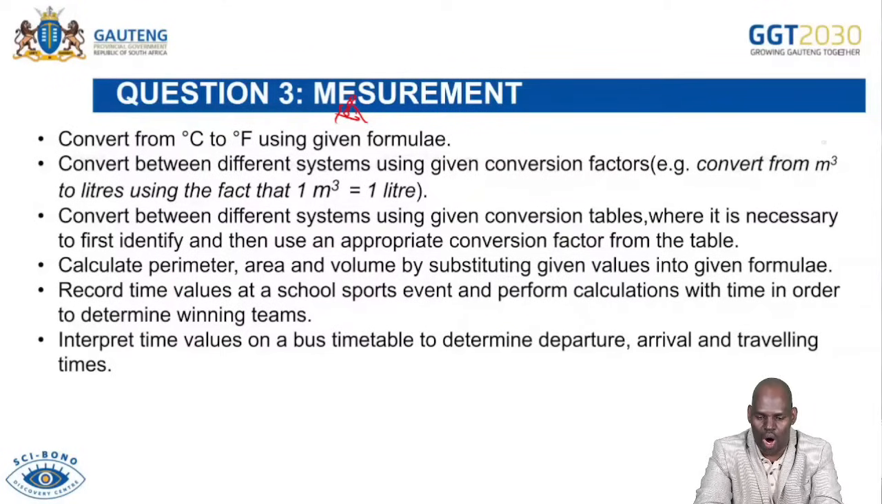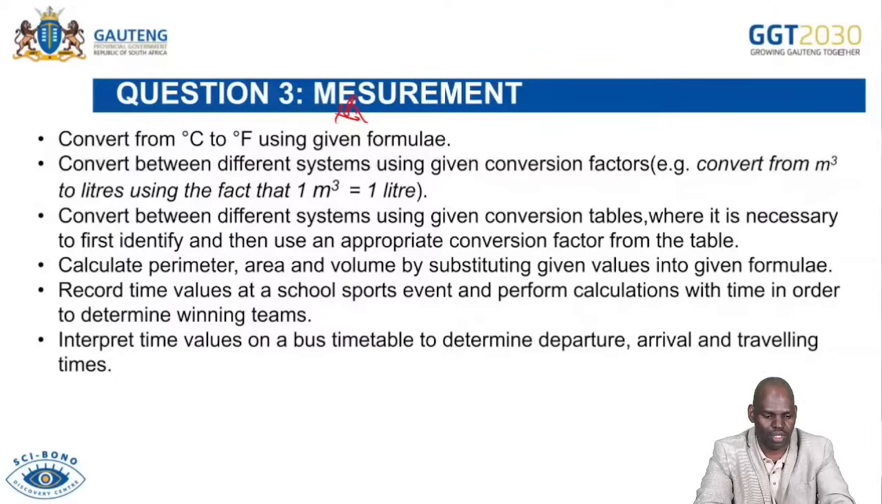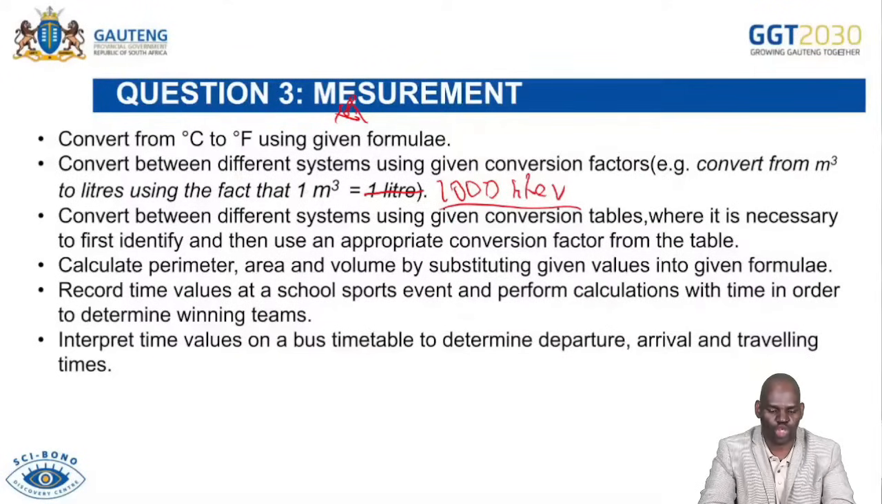Convert from cubic meters to liters. We know that 1 cubic meter is equal to 1,000 liters. But this one you don't need to worry about, the examiner will give it to you. The examiner will indicate that 1 cubic meter is equal to 1,000 liters, and then from there you have to calculate the volume, and that volume must be converted to the capacity by using the conversion factor.